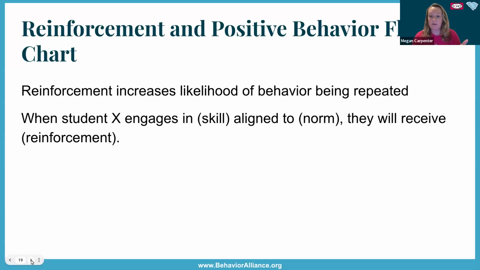That acknowledgement might only be a behavior specific praise statement, and I know that's in one of your practice guides, but even if it's not a behavior specific praise statement, it needs to be paired with some type of behavior specific praise statement so students know exactly what they're doing and that you acknowledge the specific behavior that you want to see again and again.